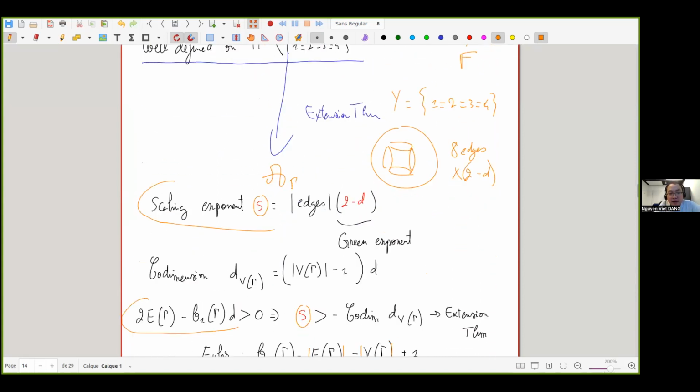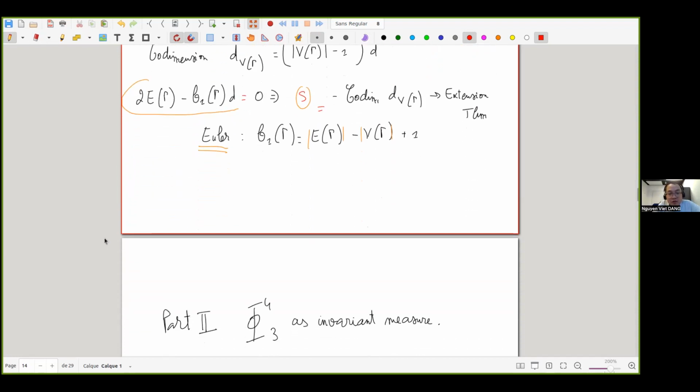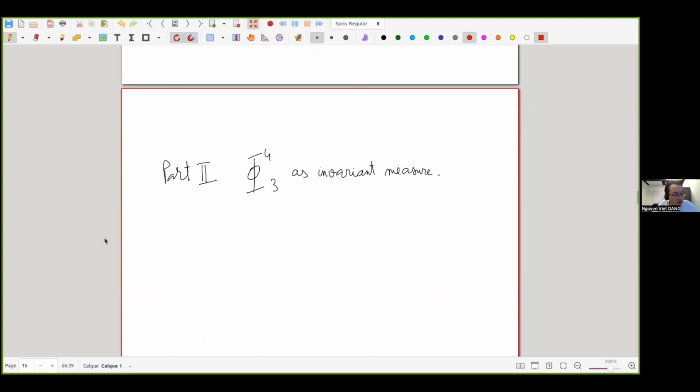And if you are in the critical case, then you can see that the scaling exponent is such that S equals minus the codimension. And in this case, you have to do the renormalization like in Hadamard finite parts. You have to subtract the divergent counterterms times the delta distribution of the diagonal. Okay. So this closes the first part of my talk.